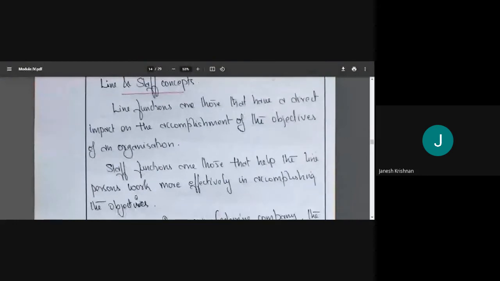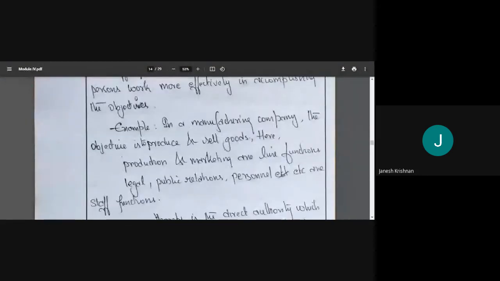As an example, let us see this in a manufacturing company. The objective is that we need to profit. So we need to produce more and sell more. Then only our profit will increase. So in that manufacturing company, production and marketing are line functions, because they are directly involved. Production produces more goods, marketing sells more goods. Then legal, the advocates, the PR department, the personnel, the HR, all of them will help the production and marketing persons. They are staff functions.